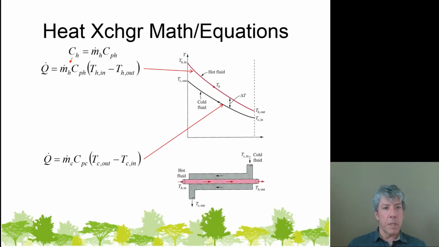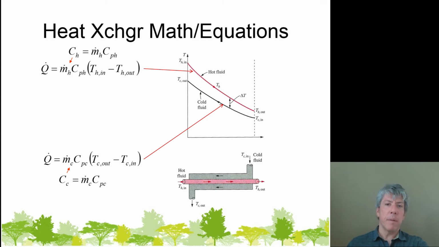Now, let me pause for a second on that thought and mention that the mass flow rate times the heat capacity appear together so often as a product that we define a new term here called the capacity rate, C sub H. So C sub pH is the heat capacity at constant pressure of the hot fluid, m dot H is the mass flow rate of the hot fluid, and C sub H is the product of those two. It's the capacity rate on the hot side. Similarly, there's a capacity rate on the cold side. So the subscripts H stand for hot side, the subscripts C stand for cold side.